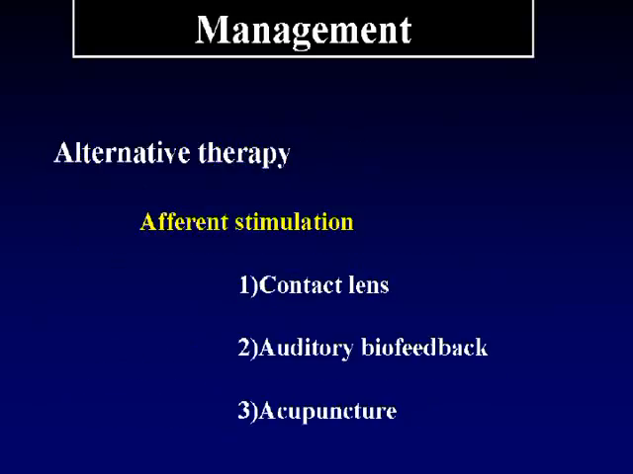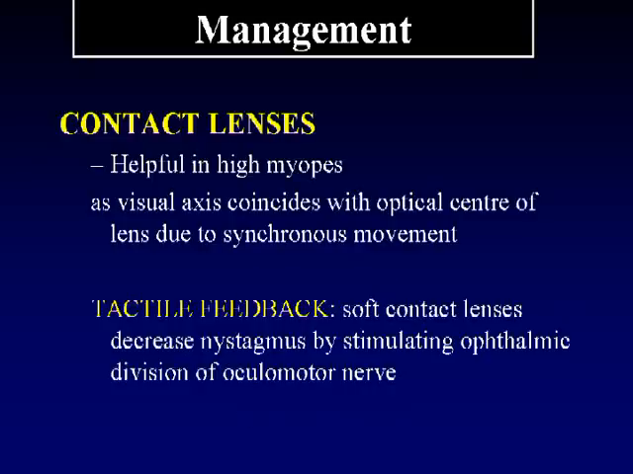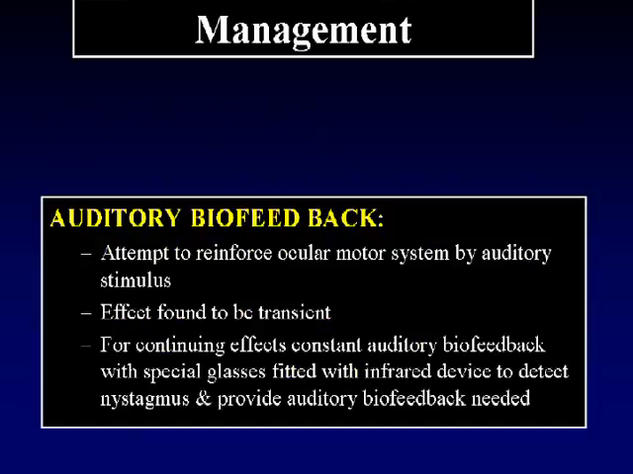The alternate therapy exists in the form of contact lenses, auditory biofeedback, and acupuncture. Contact lenses in higher myopes help to keep the image on the fovea, so that the refractive correction moves with the nystagmus or the eye, and therefore keeps the fixing target on the fovea, whereas in spectacles it can be a problem. And of course, the tactile biofeedback of contact lenses can help to dampen the nystagmus, although it's not so effective in the long term. Auditory biofeedback is another procedure that tends to reinforce the ocular motor system by auditory stimulus. It is unfortunately also transient.